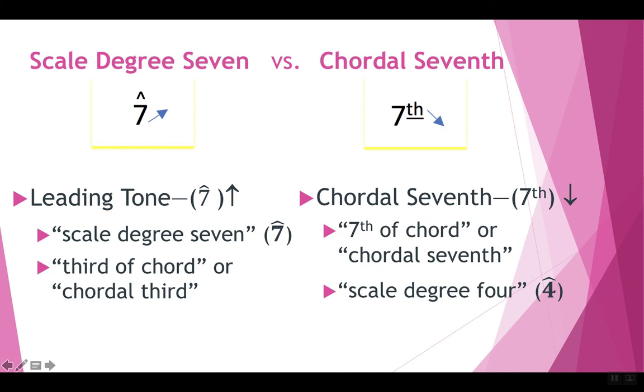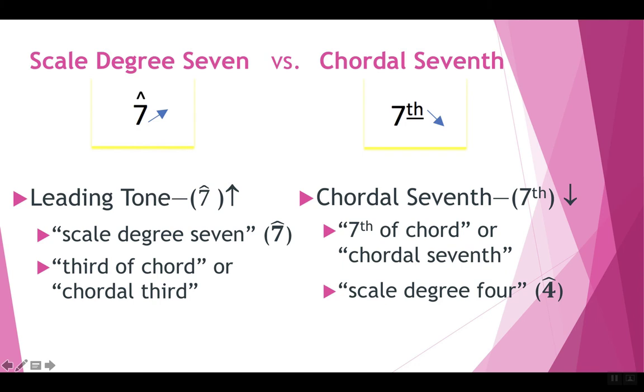I'm going to put us in C major for a second. If we're in C major, scale degree 7 is B. The scale degree 7 of C major is B. The V7 chord in C major is G, B, D, F, so B is the third of that chord. B is the third of G, B, D, F.